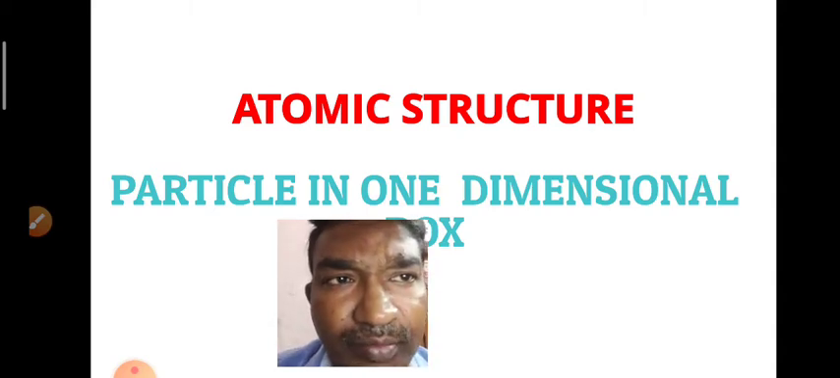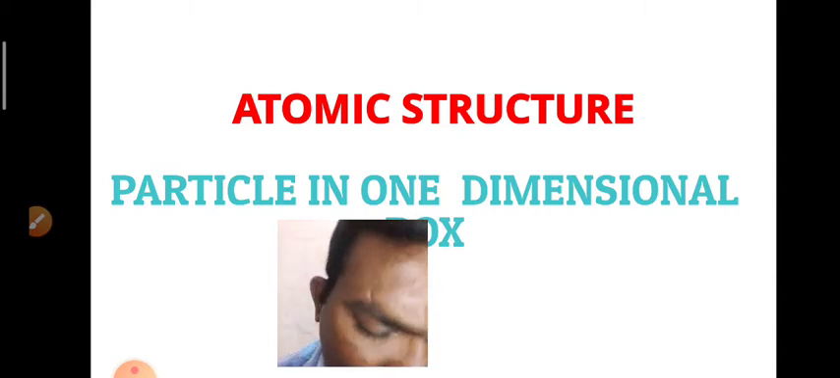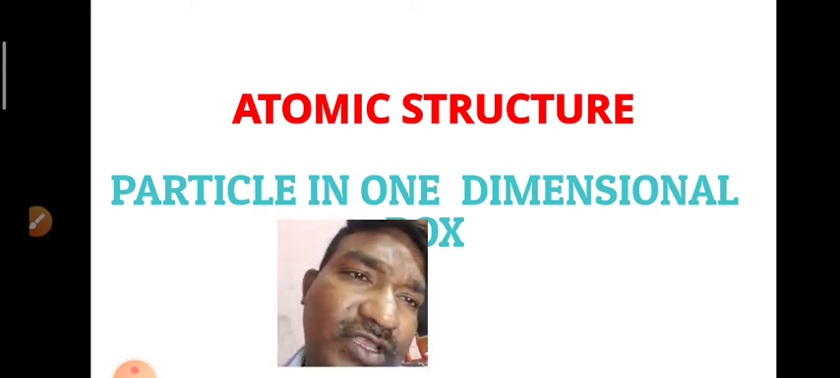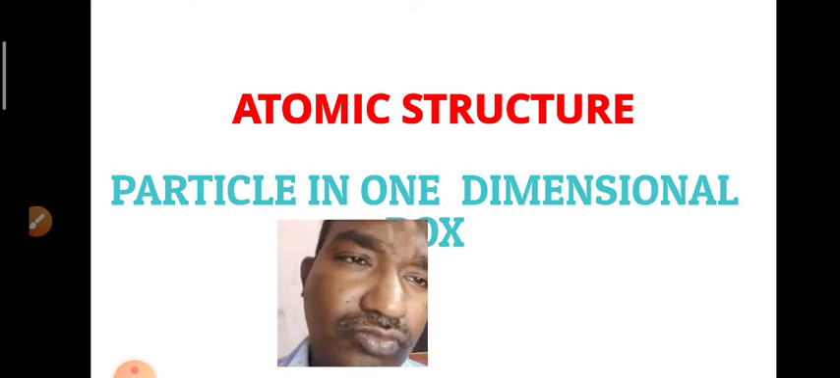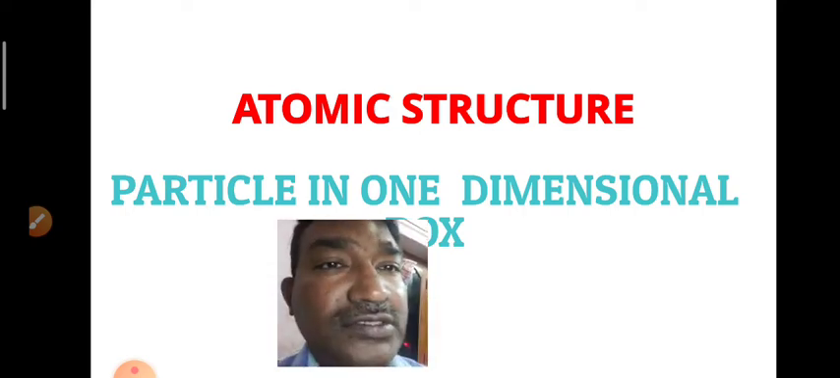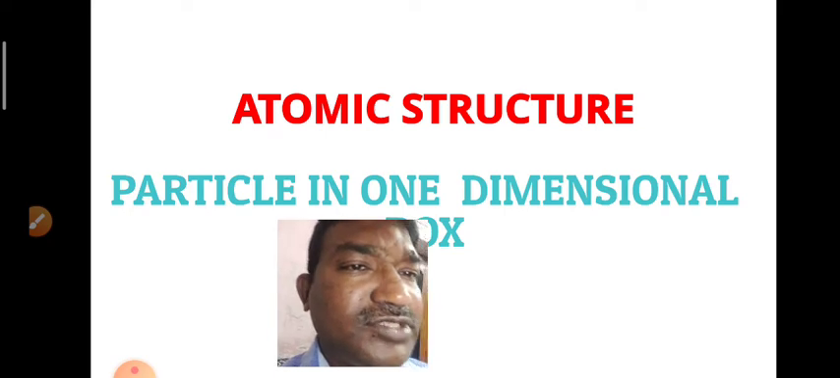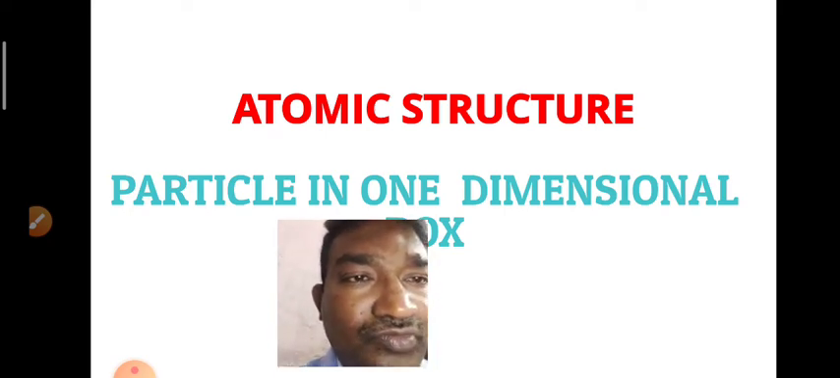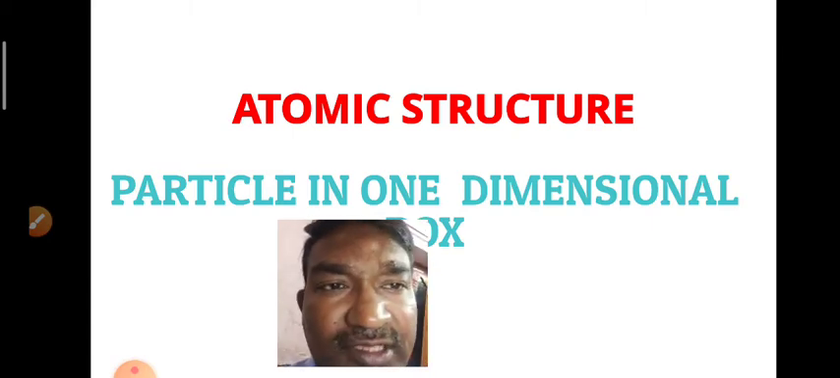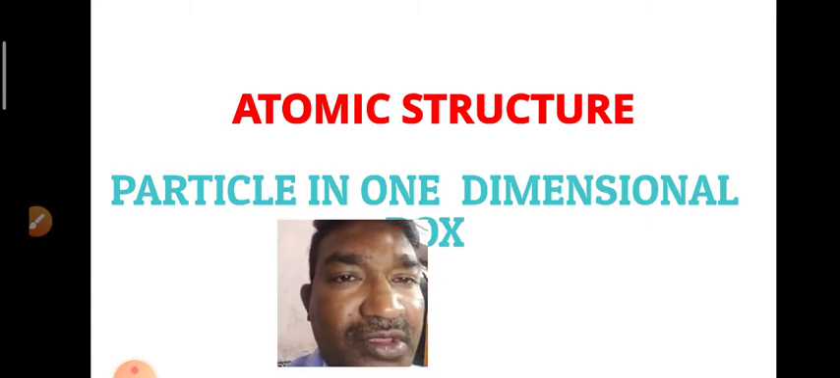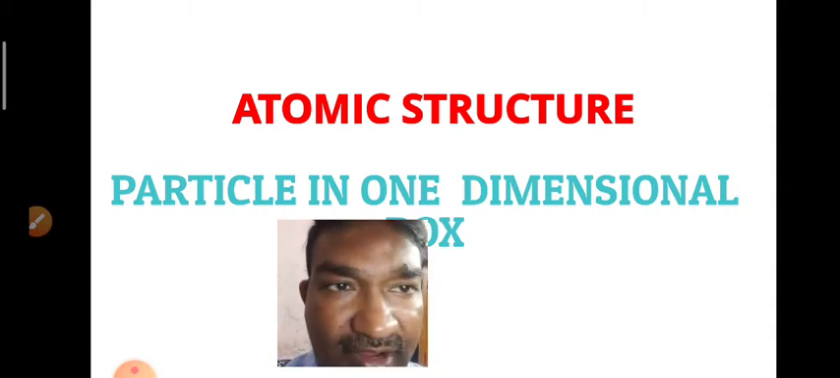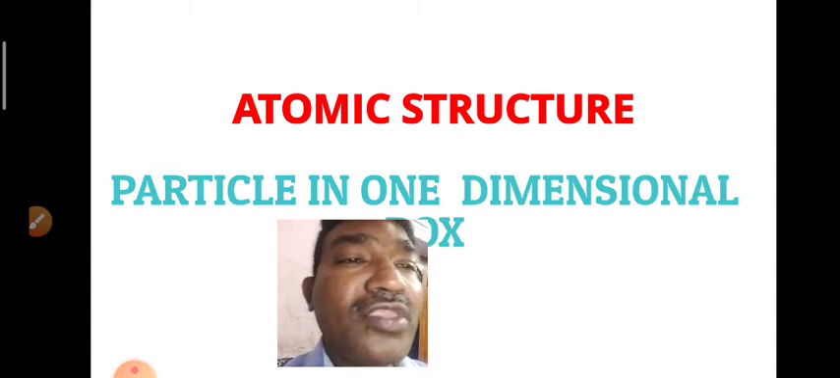Here we can compare a particle moving in a one-dimensional box with the motion of the electrons in a wire. Okay. One-dimensional box means only one direction. Here the other two directions are not considered. That one direction may be x or y or z. If it is the x-axis, we don't consider the movement of the electron in the y and z directions. Okay.